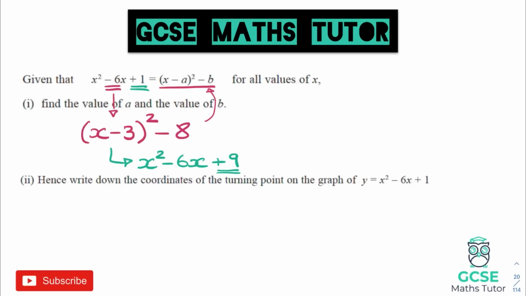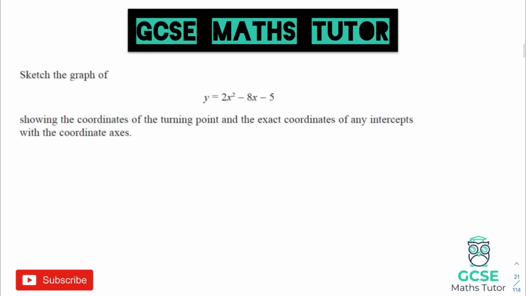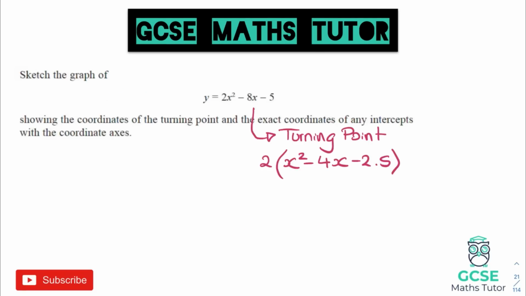To get the coordinates of the turning point from there, really nice and easy, flip the symbol in the bracket and the y coordinate is at the end. If you have a slightly harder one, you are going to have to factorise out the coefficient of x squared first. So here we'd have to factor out 2, and then we would complete the square for what's inside.